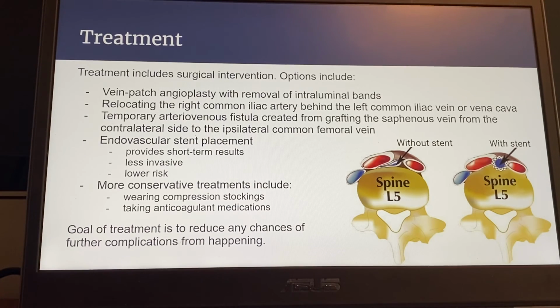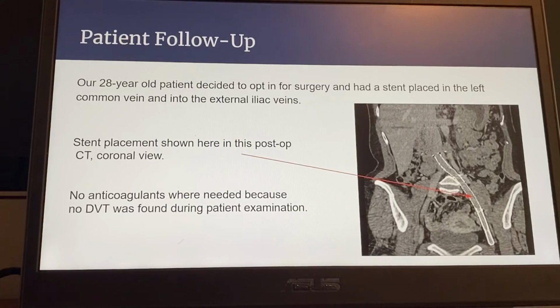So in this picture, you can see the compression of that left common iliac vein without the stent, and then the picture to the right is with the stent. You can see how it's more open and allows for better blood flow in that vessel. So our patient follow-up: the 28-year-old did decide to have the stent placed in that left common iliac vein. It also extended into the external iliac vein. You can see it here in this picture, that brighter area running down the vessel.